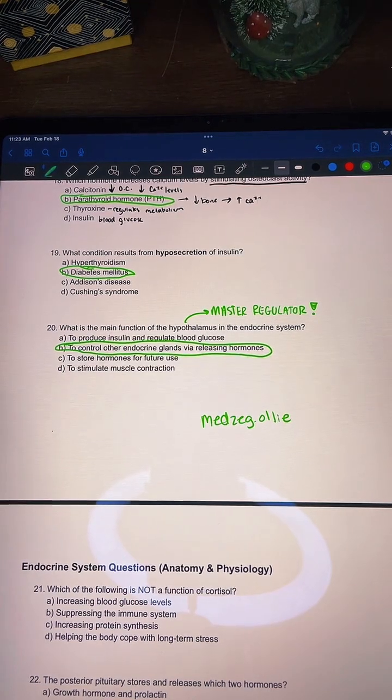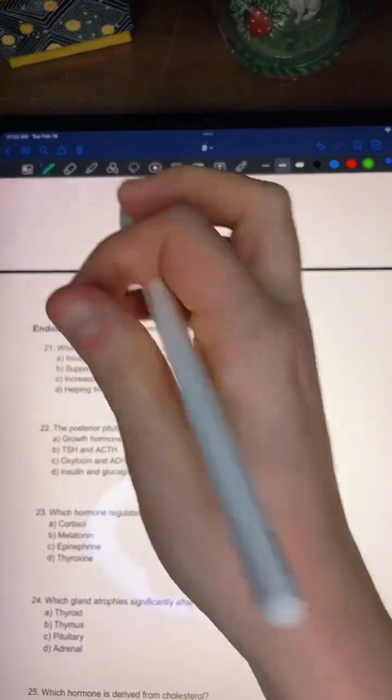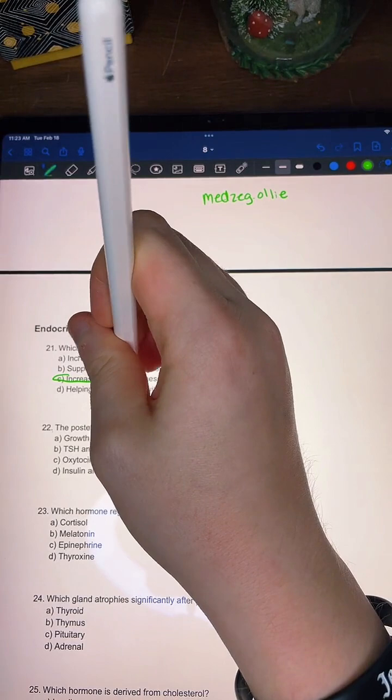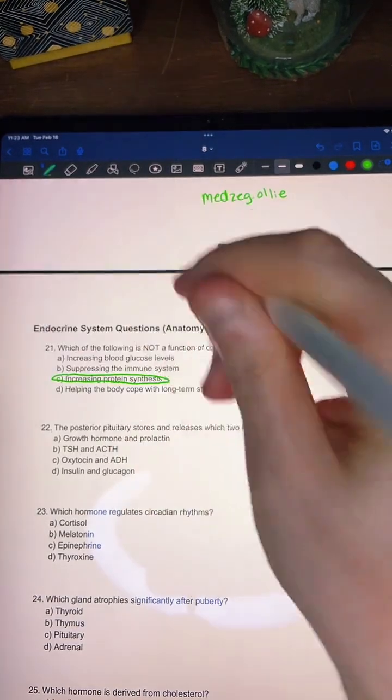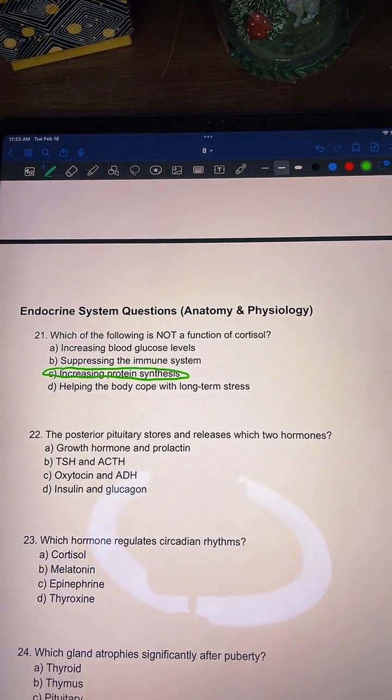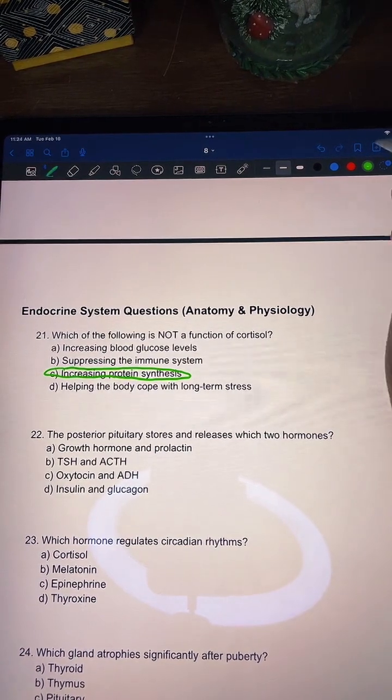But anyway, number 21 is C. Alrighty. So we definitely need to give you an explanation on that one. So why is A wrong?